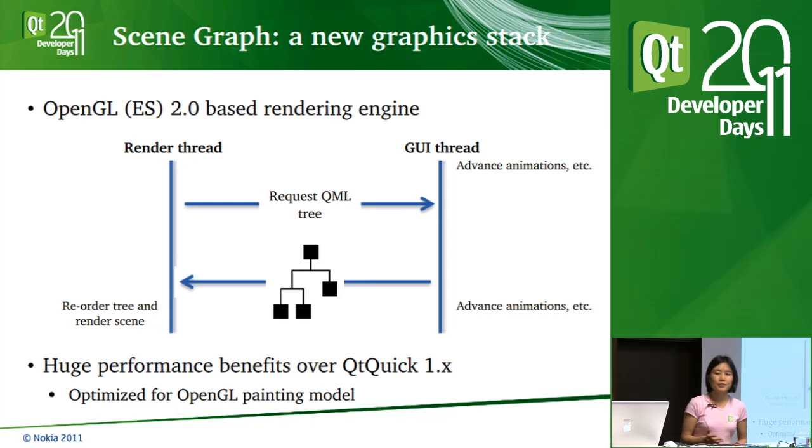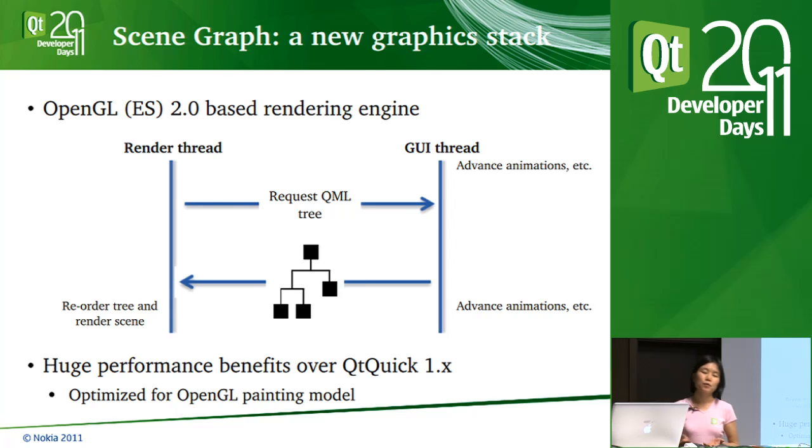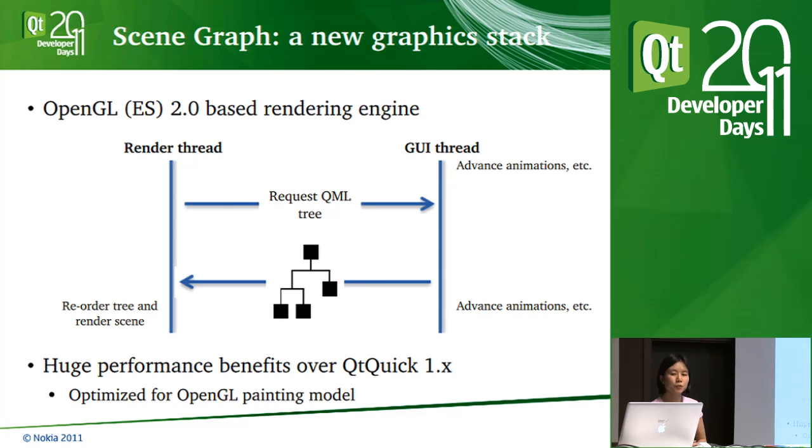So one of the biggest changes we've made in QtQuick 2 is that we've got a new graphics stack called the scene graph, which you'll know all about if you saw Kim Cullen's talk this morning on the scene graph. So this is based on OpenGL 2, and this is a very simplified model of how it works.